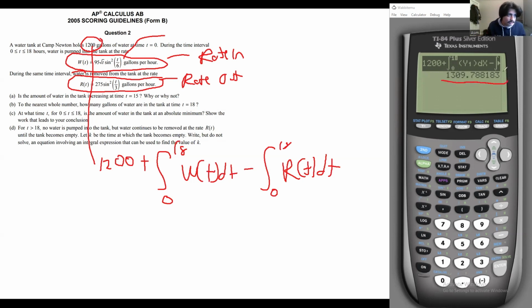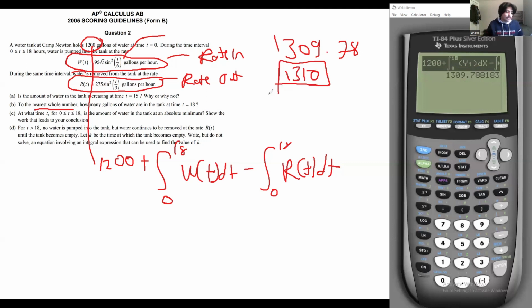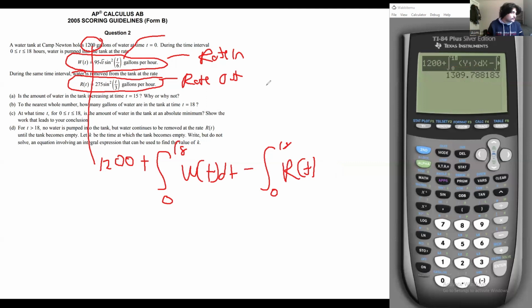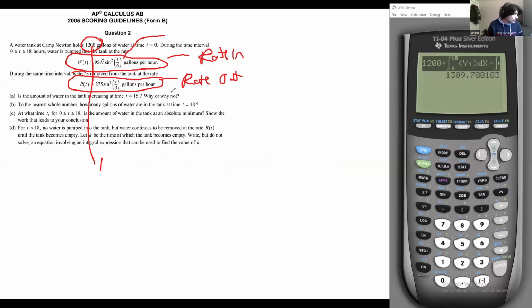It gave me an answer of 1309.78. So this is wrong, guys. If you just write this, you lose the point. Why? Because they say to the nearest whole number. So you have to say 1310. That's your answer. Now let's move on to question number C.